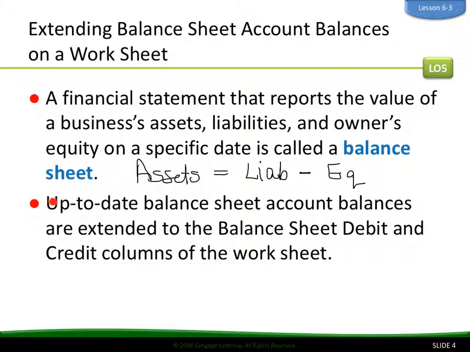So up-to-date balance sheet account balances are extended to the balance sheet debit and credit columns of the worksheet. The worksheet has been quite wide. We just have not used the last columns yet. So today we're going to use the last columns.